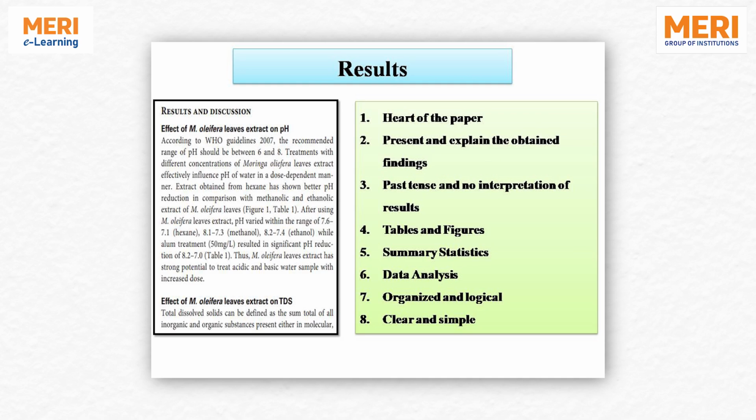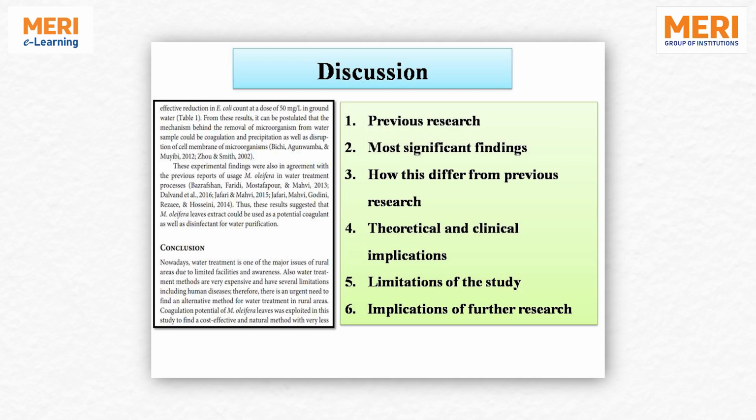Then in the discussion, we can discuss how the previous research was carried out, the most significant findings, and how this differs from previous research. We find the different researches and show how we are differing from previous researches. Theoretical and clinical implications also come in, along with limitations of the study and implications for further research.